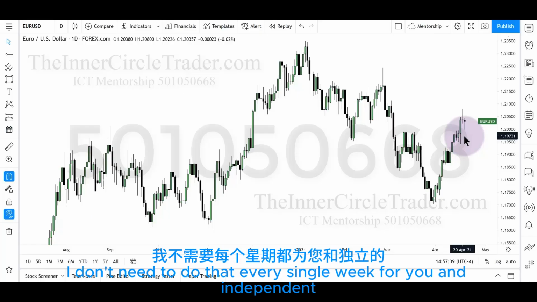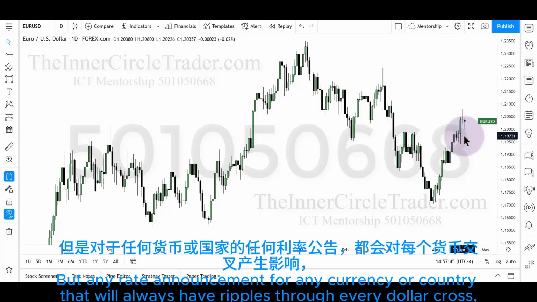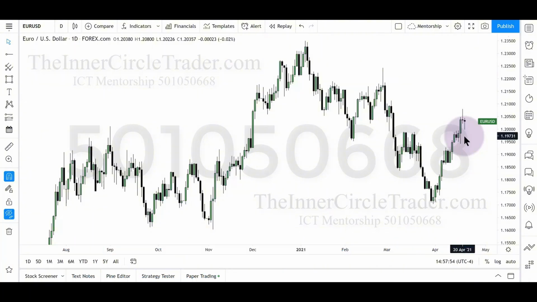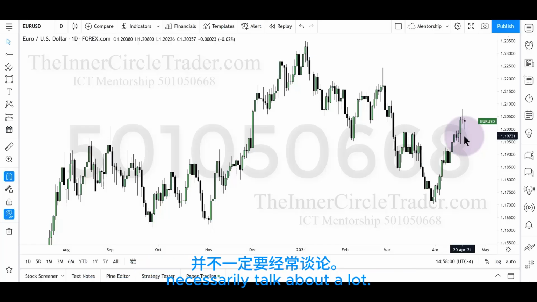And independent mind is what you should be trying to develop here. But any rate announcement for any currency or country, that will always have ripples through every dollar cross, whether it be the ones that I talk about or even pairs that I don't necessarily talk about a lot.